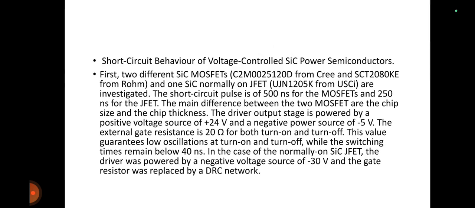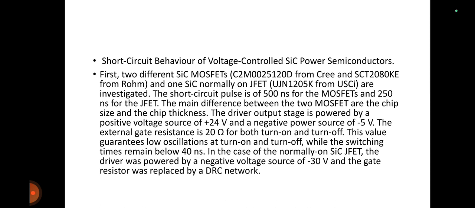short circuit behavior of voltage controlled SiC power semiconductors. So first, two different SiC MOSFETs, C2M0025120D from CREE and SCT2080KE from ROHM, and one SiC normally on JFET, UJN1205K from USCI, are investigated. The short circuit pulses are 500 ns for the MOSFETs and 250 ns for the JFET.